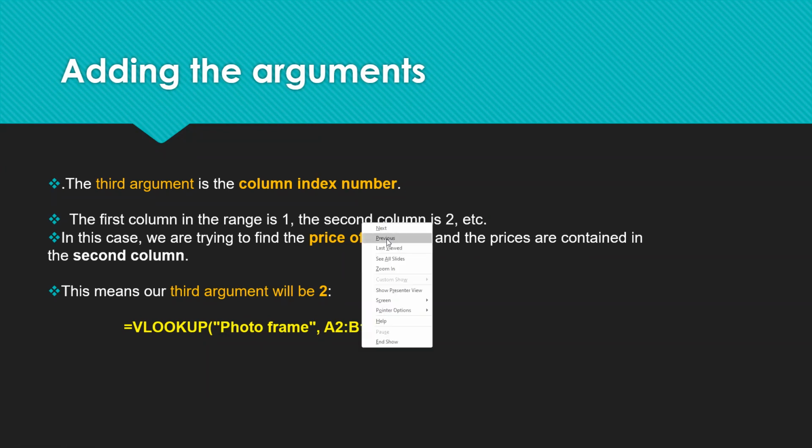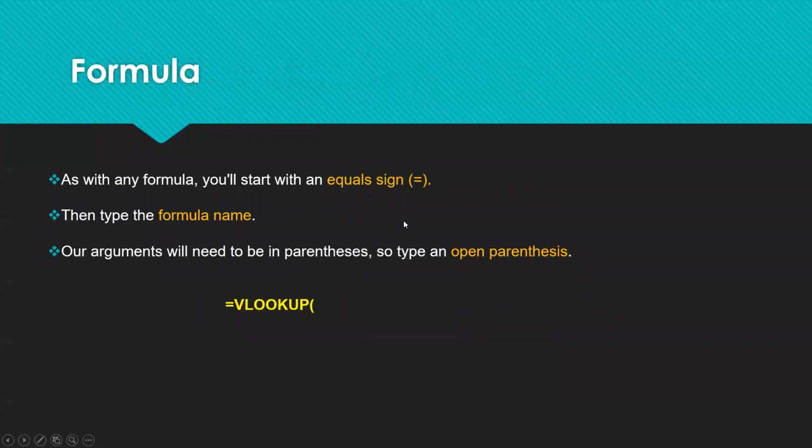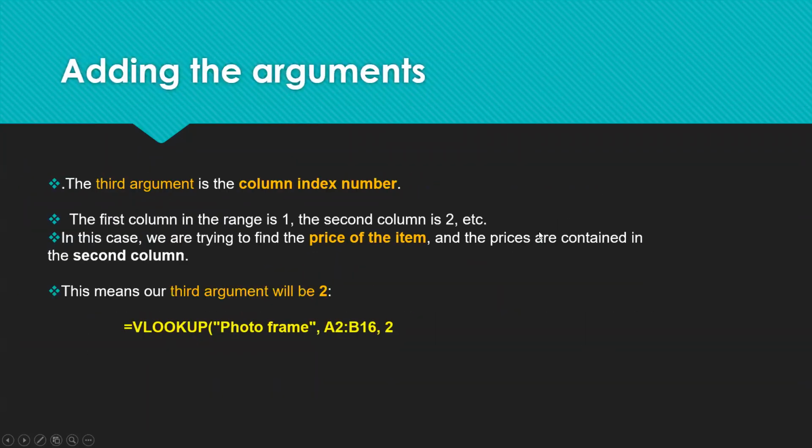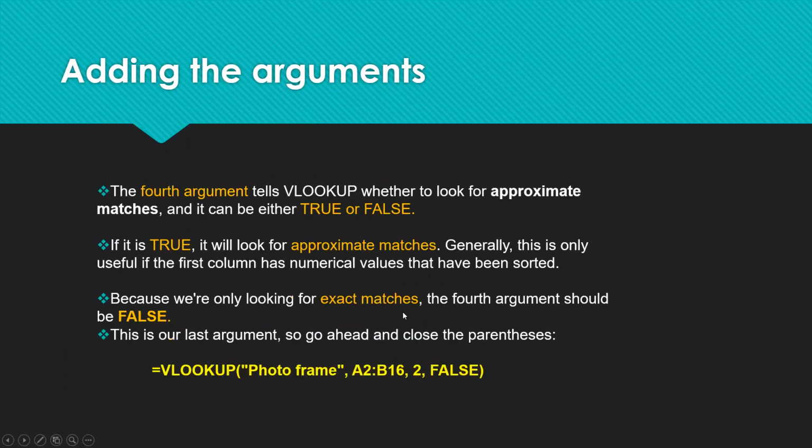If you see this, this is the first column and this is the second column, so that's what we have entered here. Then there is another argument present. The fourth argument tells VLOOKUP whether to look for approximate matches, and it can be either true or false. If it is true, it will look for approximate matches.